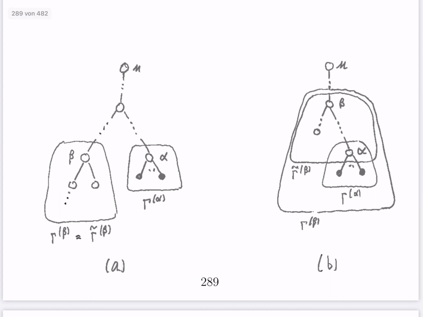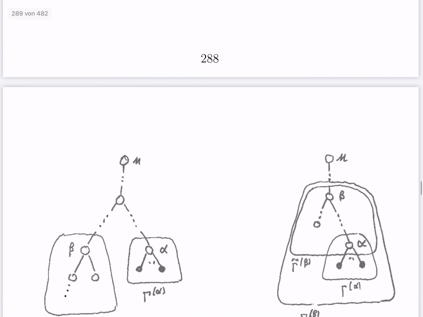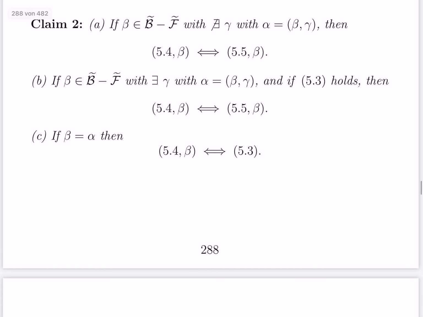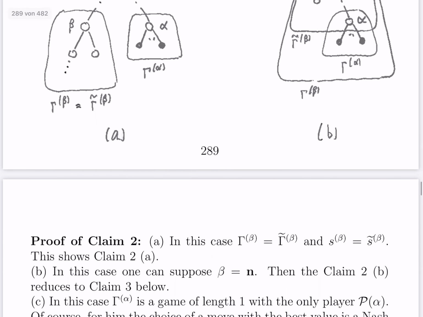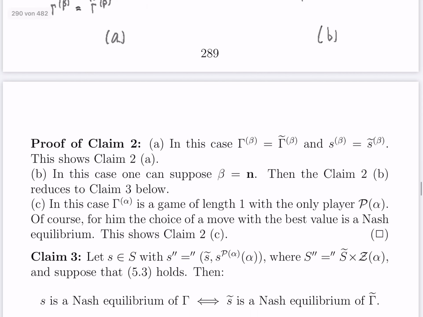In part B, here beta comes before alpha, and we see here the relation. So gamma beta, the subgame gamma beta, contains now the non-final play alpha, and it contains now the restricted subgame gamma tilde beta. So in this part B, I still have to do some work. This is non-trivial. For part C, I don't have a picture, but now let's discuss first part C.